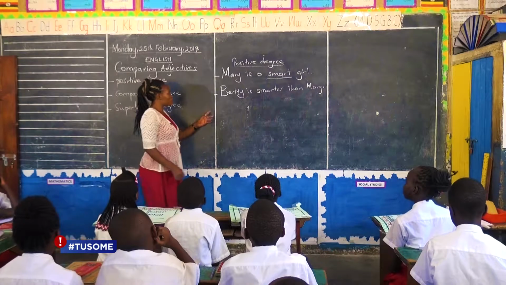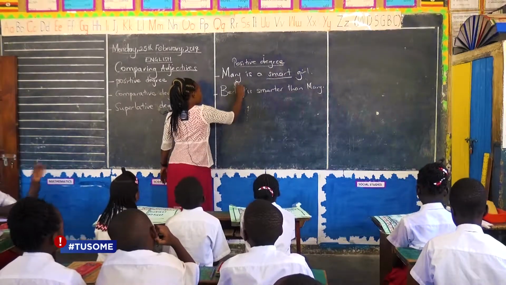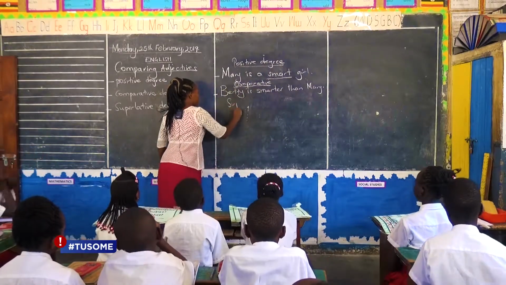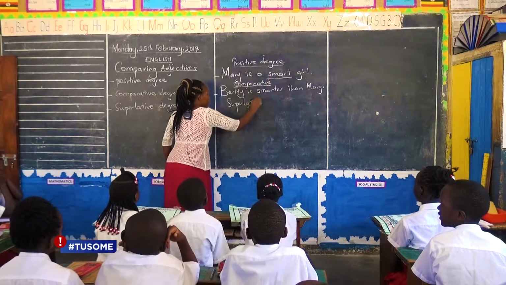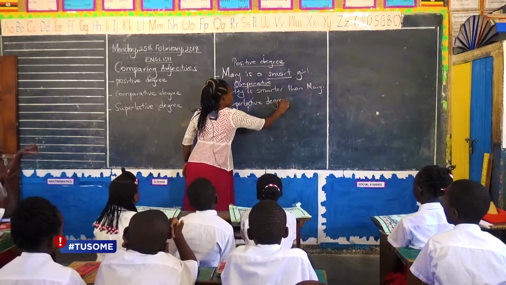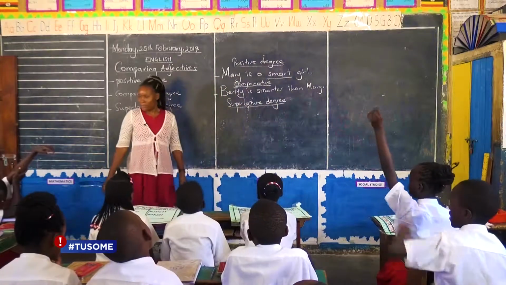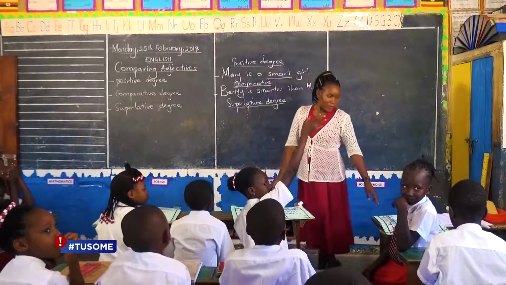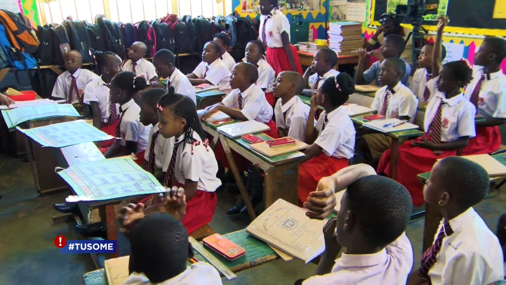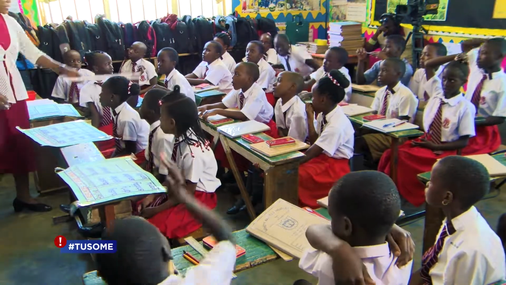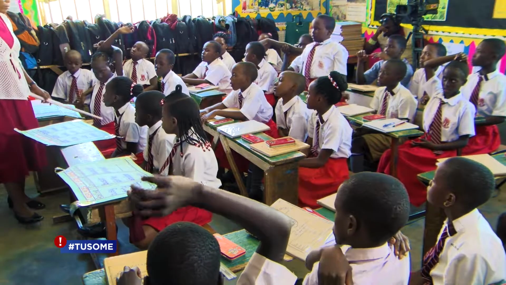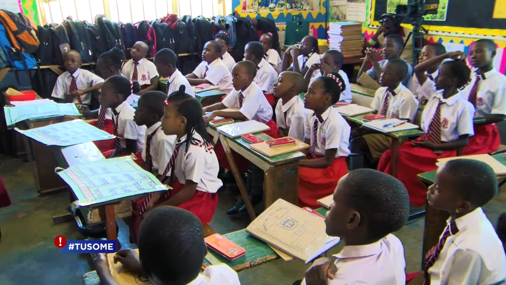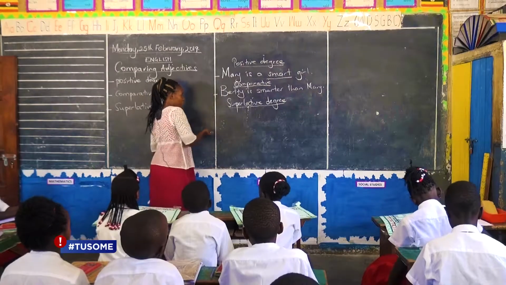Very good. This is comparative. Now we go to the superlative. When do we use the superlative degree? We use the superlative degree when we are comparing three or more nouns.